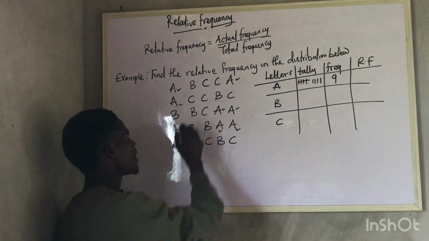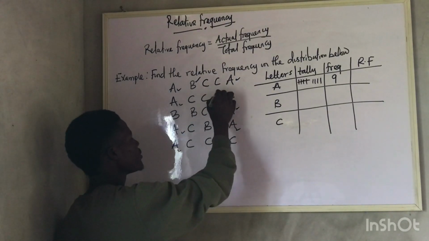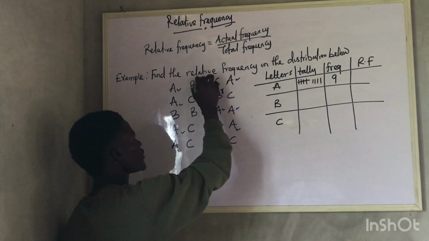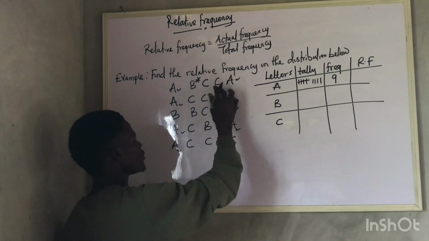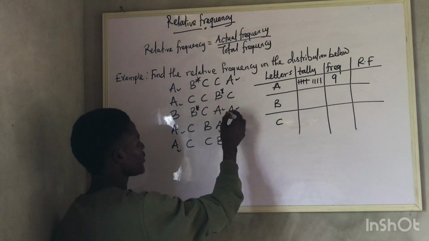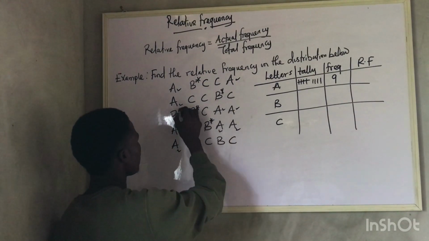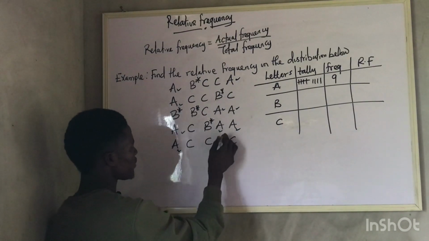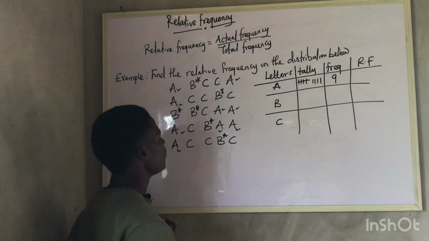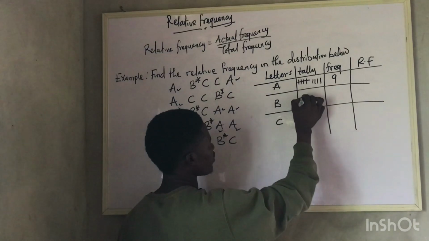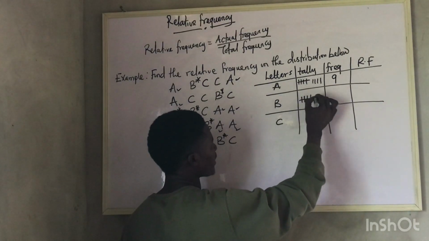Then your B now is how many? Let's put that as a star. 1, 2, 3, 4, 5, 6. Your B is 6. So that is 1, 2, 3, 4, 5, and 6.